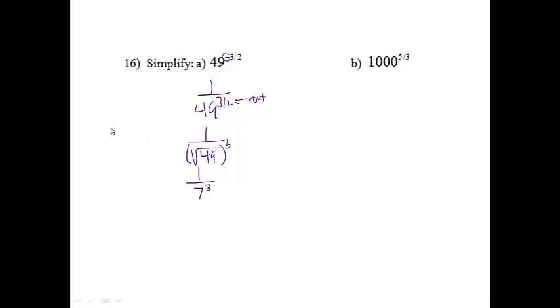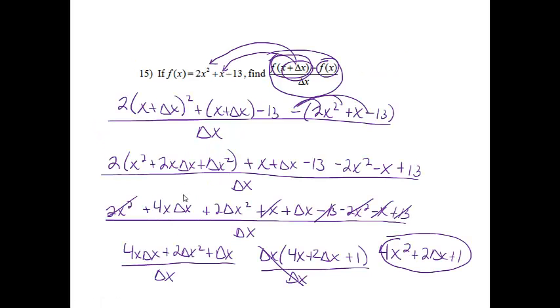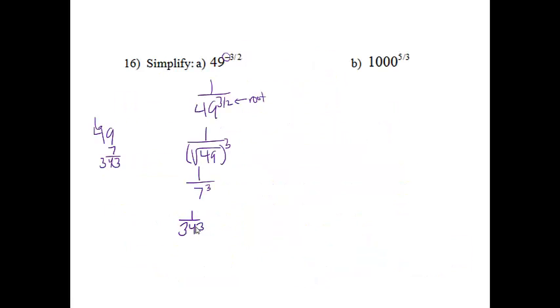So now we're going to have 7 times 7 is 49, and then 49 times 7 is 343. So your answer is going to be 1 over 343. Woo, 343 for that one.